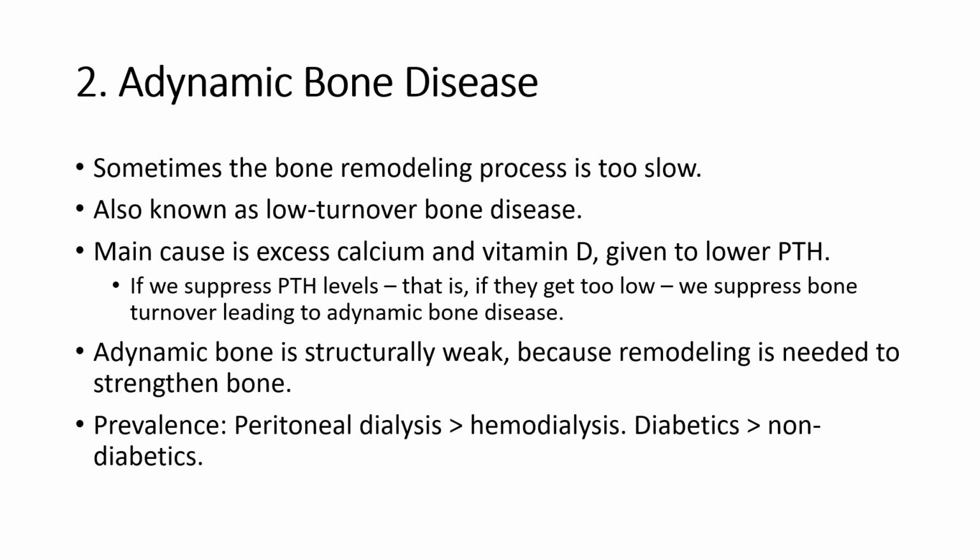But if we suppress the parathyroid hormone production or release too much, that is, if the PTH levels get too low, we suppress bone turnover. And that leads to, again, adynamic bone disease. Adynamic bone is structurally weak because, again, remodeling is needed to strengthen bone. It is more commonly seen in peritoneal dialysis patients and hemodialysis patients, and more common among diabetics.